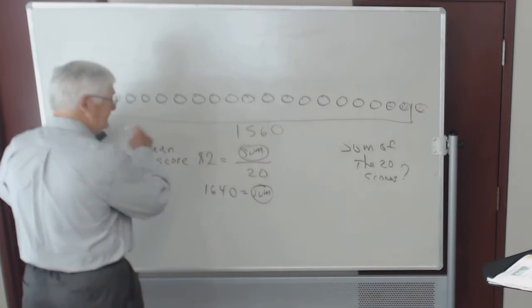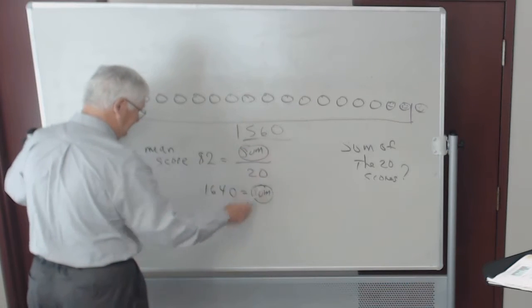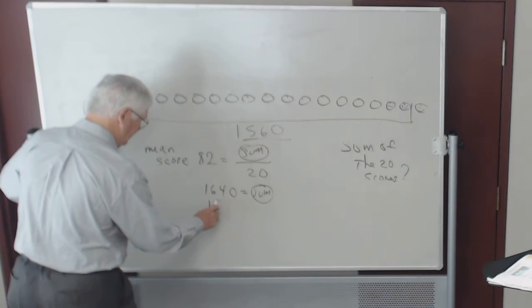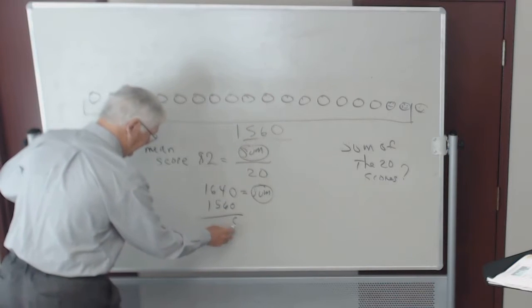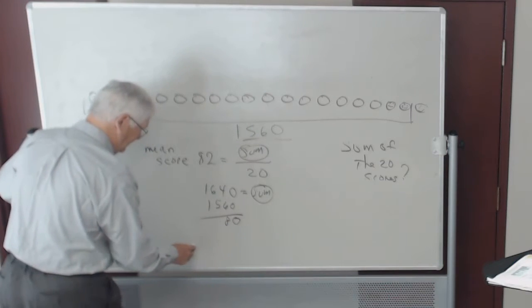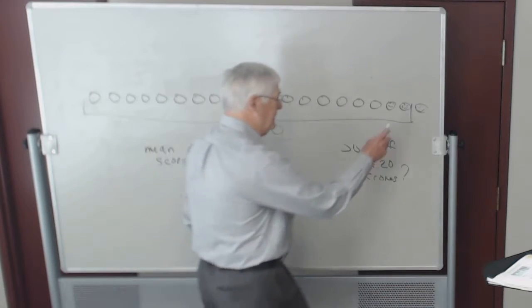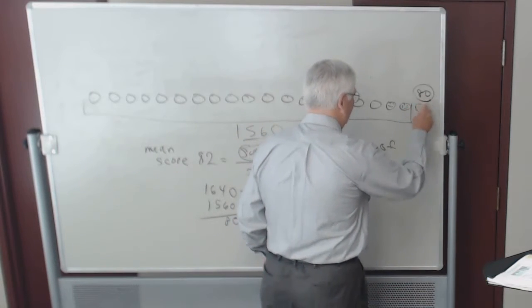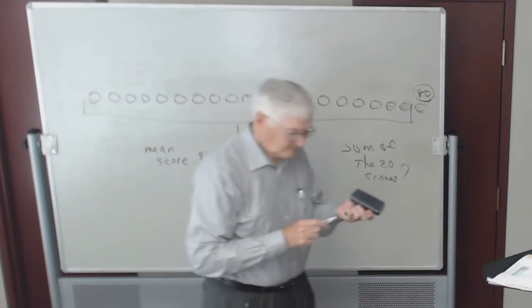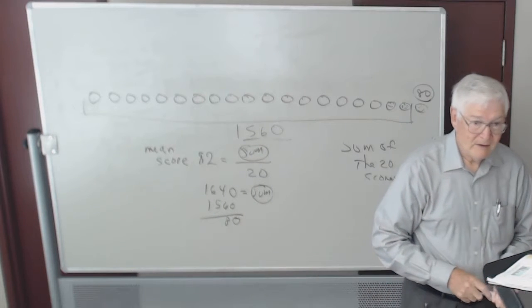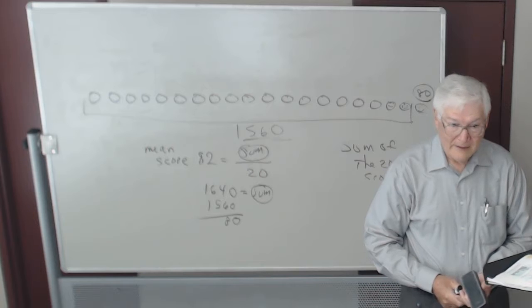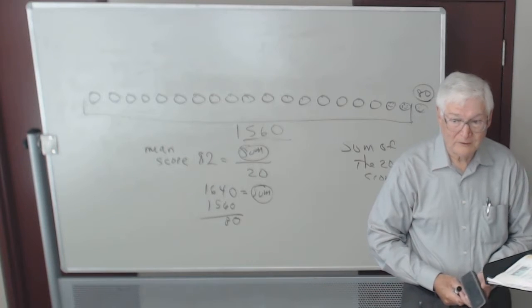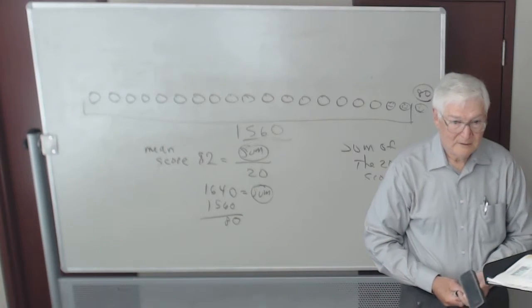But if the sum of these 19 papers is 1560, then what did that last paper have? It had an 80 on it. The lost paper. Do you follow that? Now you know what to do if you lose one of your little chipper's papers.